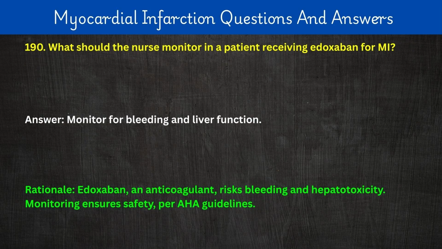190. What should the nurse monitor in a patient receiving edoxaban for MI? Answer: Monitor for bleeding and liver function. Rationale: Edoxaban, an anticoagulant, risks bleeding and hepatotoxicity. Monitoring ensures safety, per AHA guidelines.